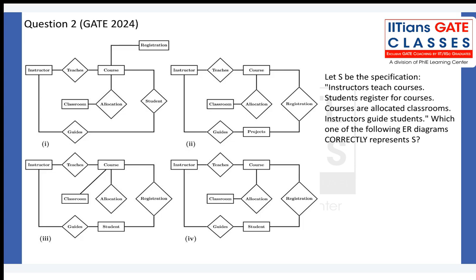Okay, let's look at the first option. Instructor teaches courses. All good here? Instructor is an entity, course is an entity. They are connected with a line with a relationship called teaches. So instructor teaches courses. Now, if I ask you a question, should there be a one-to-many relationship here or a one-to-one relationship here? Which means an instructor can teach more than one course, or an instructor can only teach one course.